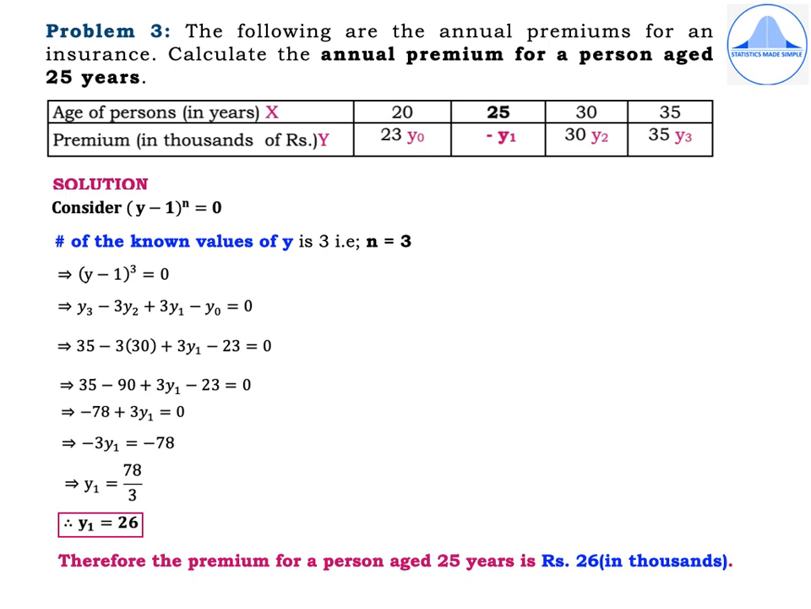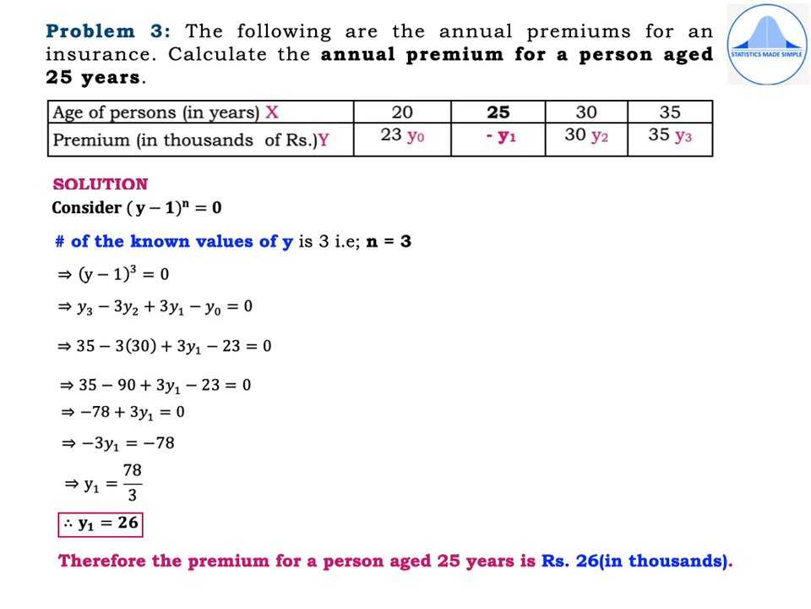And the solution, consider y minus 1 to the power n equal to 0. The number of known values of y in this problem is 3, that is n is equal to 3, which implies y minus 1 whole cubed is equal to 0. To expand this expression, start with y3, y2, y1, y0 equal to 0. Then put alternating plus and minus signs, and using Pascal's triangle for n equal to 3, you get the coefficients as 1, 3, 3 and 1.